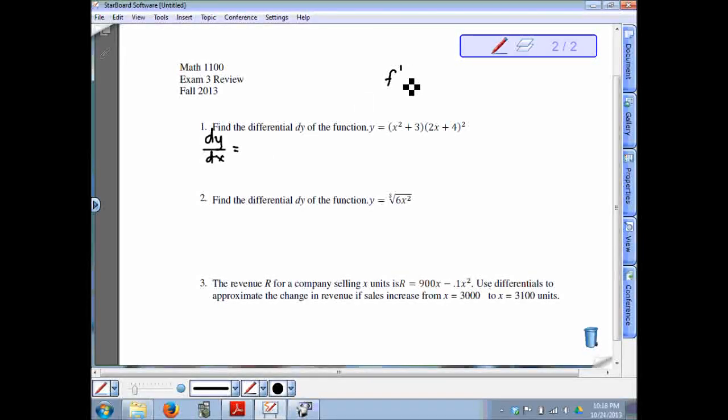Product rule is f prime g plus f g prime. We can consider this f and consider that to be the function g. So the derivative of the first function is 2x times the second function, 2x plus 4 squared, plus the first function times the derivative of the second function. I'm going to do a little bit of a chain rule here.